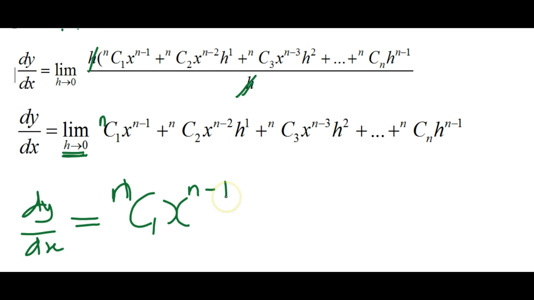Then I have h approaches 0, which means whenever I see h, I put 0 there. So 0 to the power 1 is the same as 0. Everything will go to 0 here. This will go to 0, this will go to 0, leaving us with only the first term.